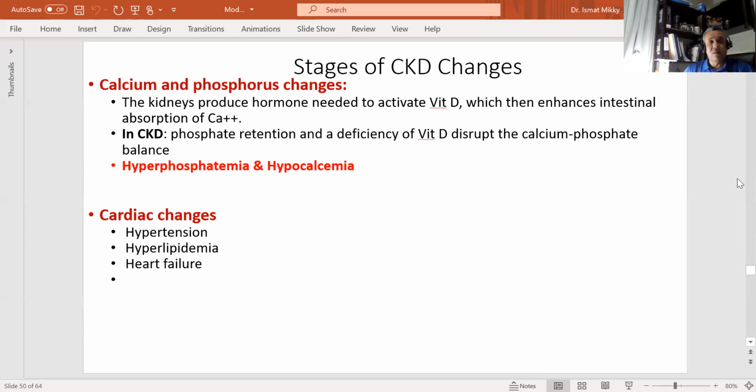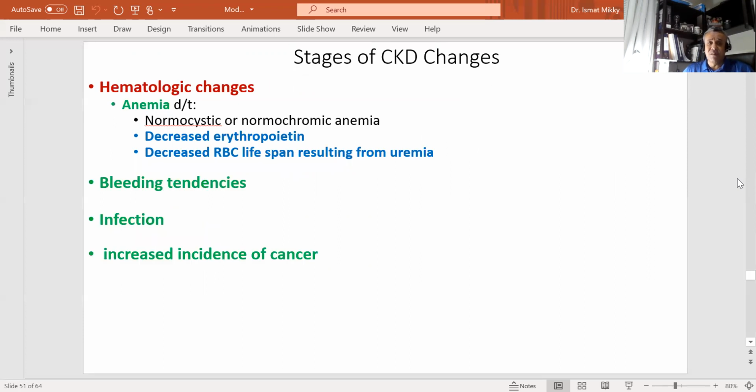Cardiac problems, as we indicated, include hypertension, hyperlipidemia, heart failure, left ventricular hypertrophy, cardiomyopathy, uremic pericarditis, and cardiac dysrhythmias, which will be secondary to the hyperkalemia. And one of the major problems with CKD or end-stage renal disease, common in all patients, is anemia. All of them will have severe anemia.